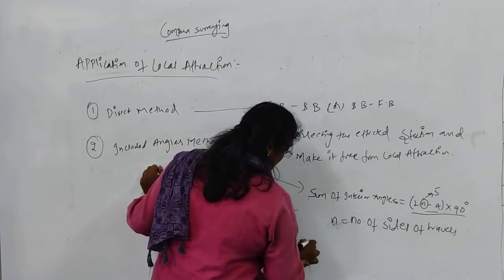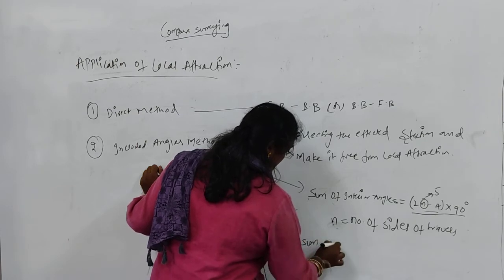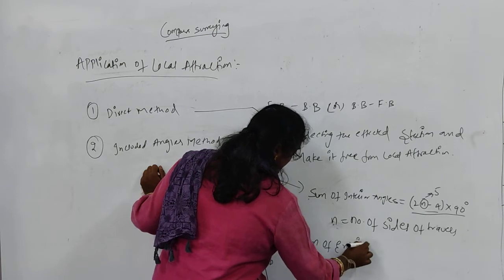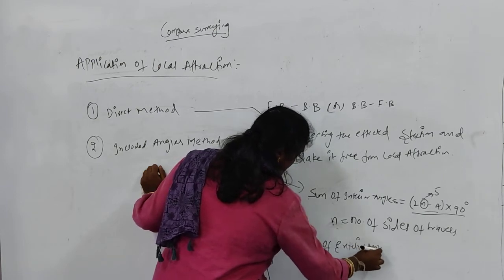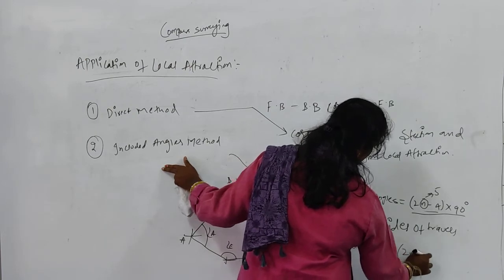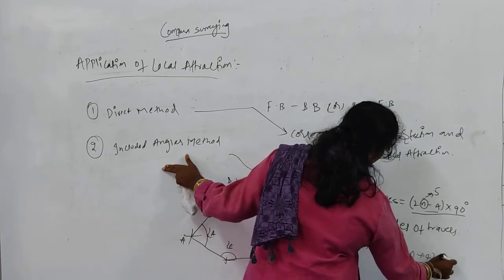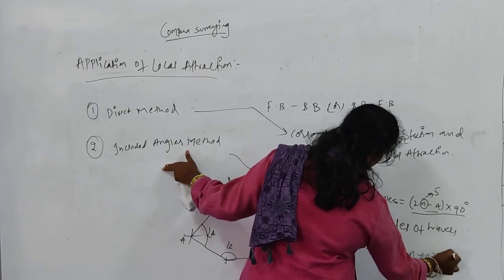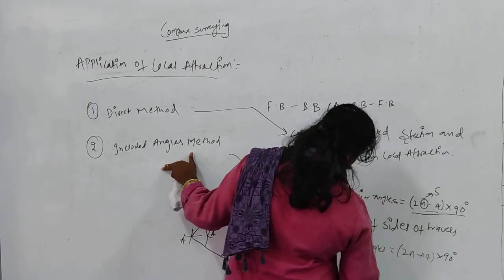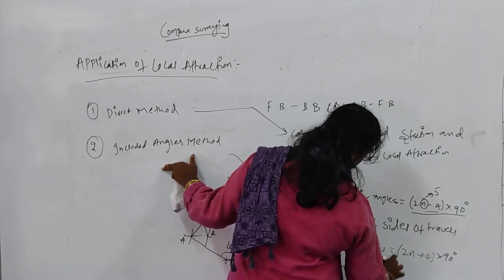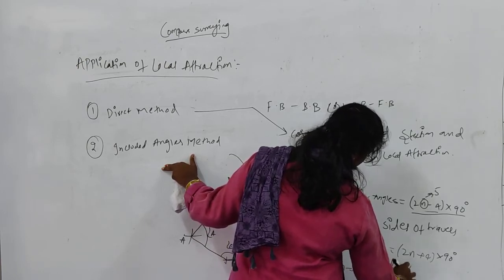For the sum of exterior angles, it is (2n plus 4) into 90 degrees. Here obviously n is equal to the number of sides of the traverse.